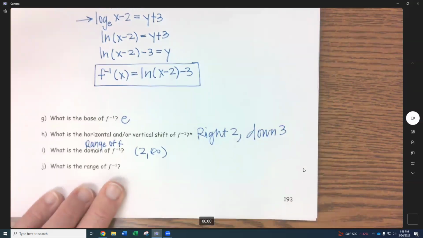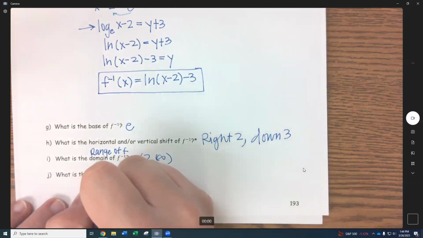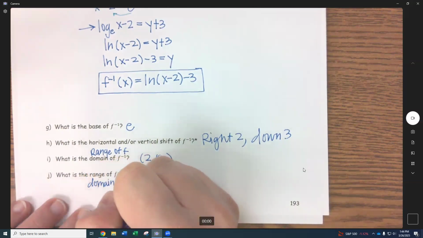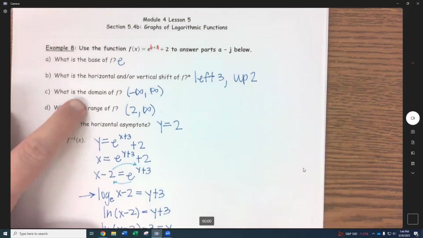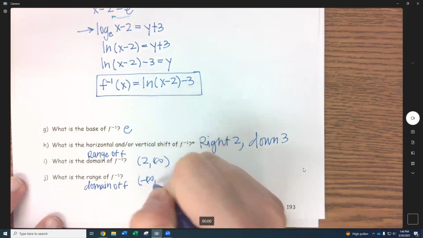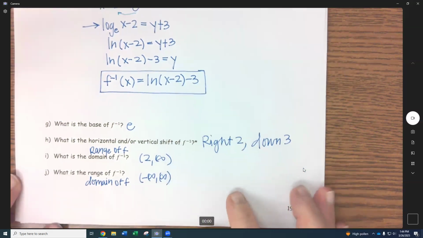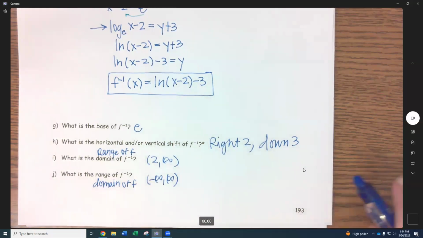And we can find this a couple different ways too. We can look at the domain of my function, because those are going to switch. So the domain of my function is negative to positive infinity. Or any log has a range of all real numbers.